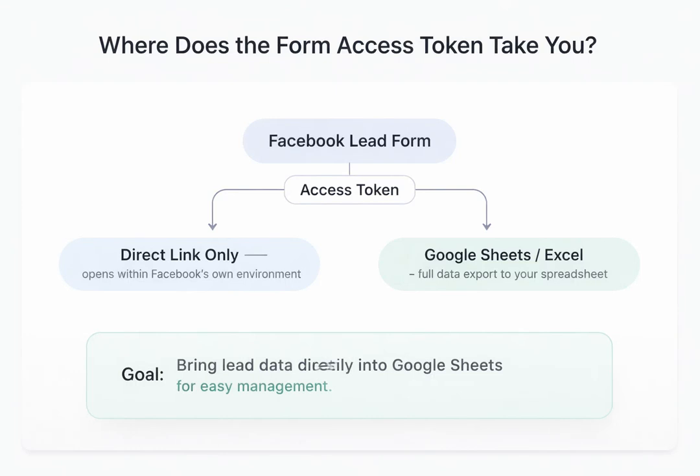Now, here's where it gets interesting. When you get the access token for a Facebook lead form, it can do one of two things. At a basic level, it just gives you a direct link. You can open the form data inside Facebook itself. But the more powerful use case, and what the instructor was exploring, is whether you can take that access token and use it to pipe your lead data directly into a Google Sheet. That way, every time someone fills out your form, their details land automatically in your spreadsheet. That's a huge time saver for any marketer managing leads at scale.